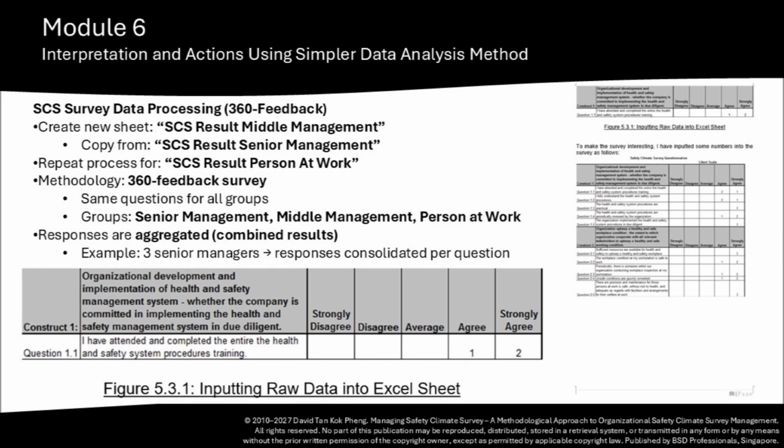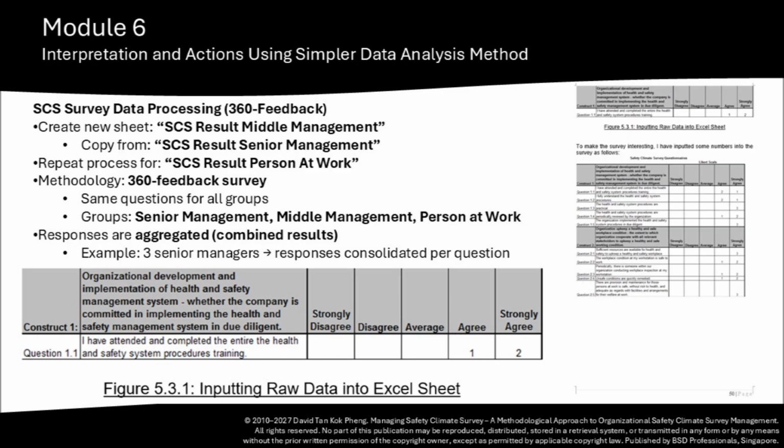Next, we create another Excel sheet and name it SCS Result Middle Management. This sheet is created by copying the existing SCS Results Senior Management file, ensuring the structure and format remain consistent. In the same way, we also compute and prepare a separate sheet for SCS Result Person at Work.